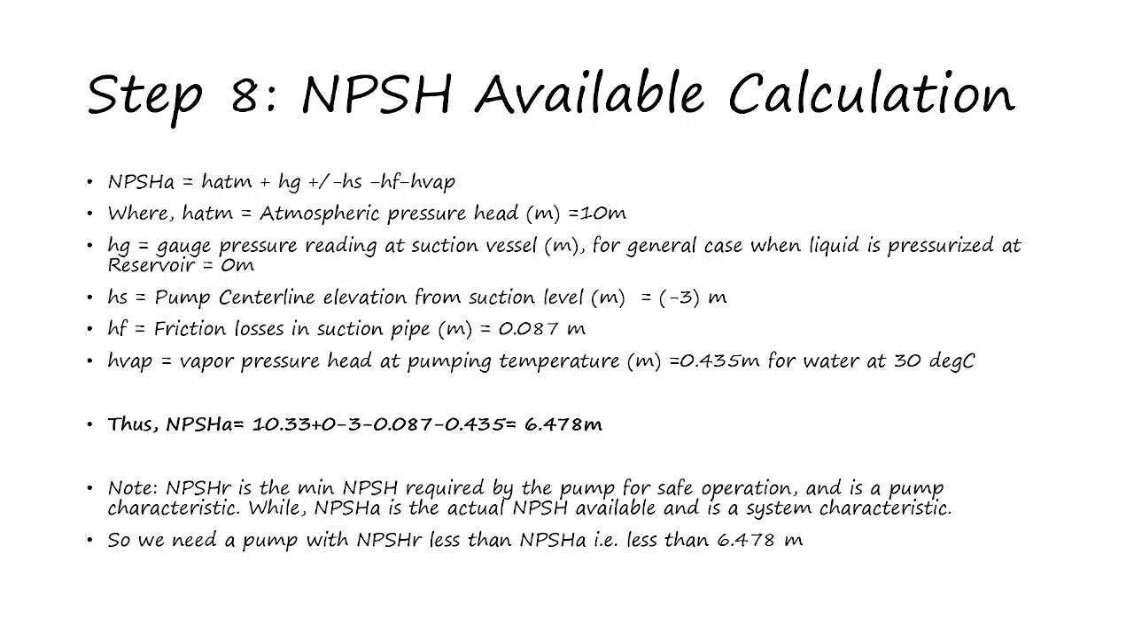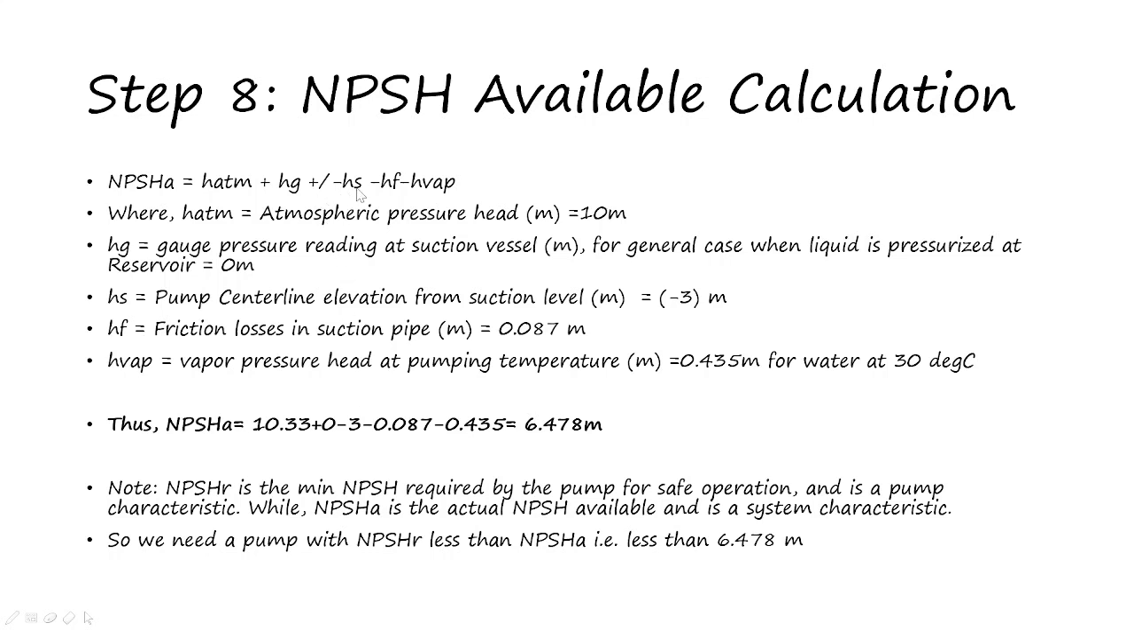atmospheric pressure, so you have to convert it to meters of water column. If you convert 760 mmHg to meter of water column, it is 10.33, plus then this is gauge pressure at the suction point of the vessel. So the vessel or the suction is not pressurized, so you can keep this value as 0. It is atmospheric, so there is no additional extra pressure apart from this atmospheric pressure.